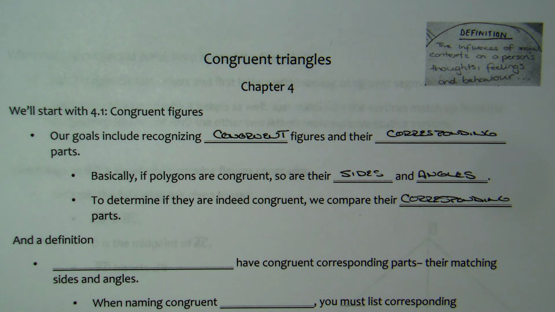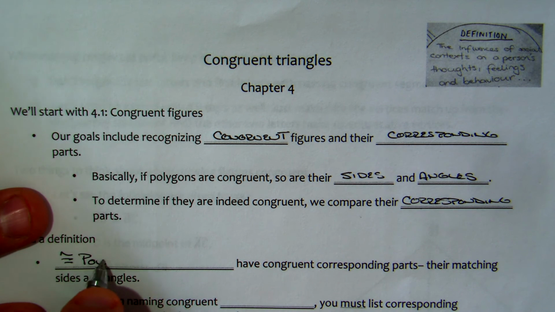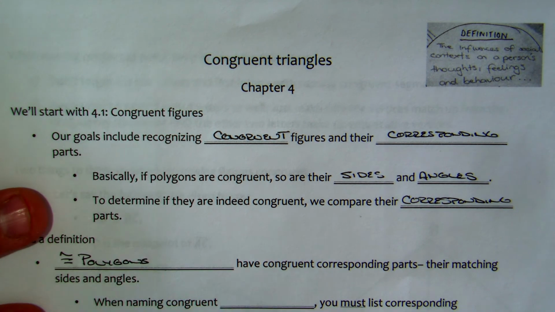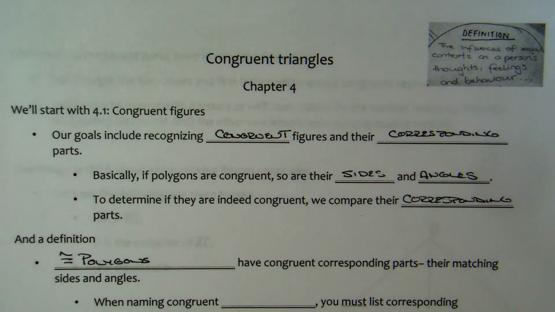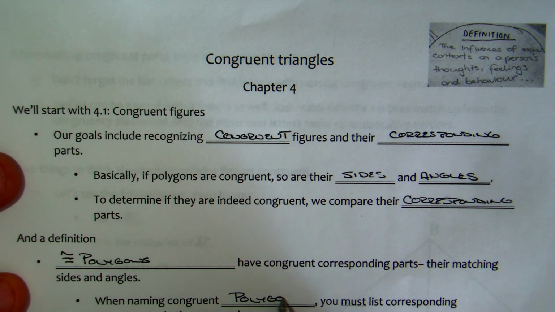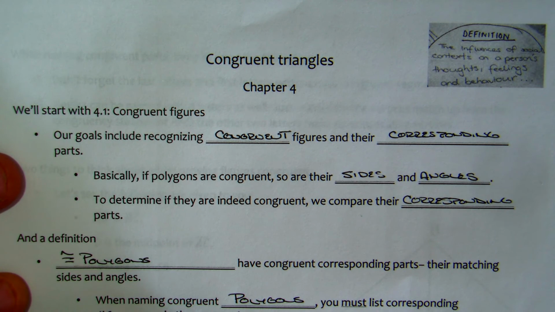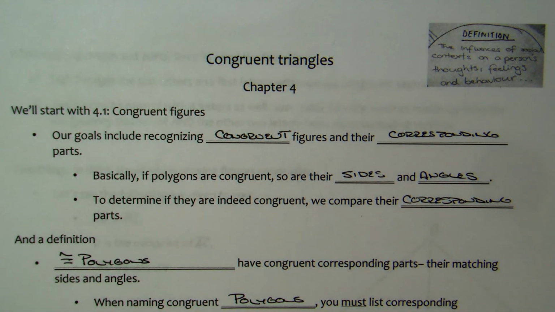And then we add a definition. Congruent polygons have congruent corresponding parts. They're matching sides and angles. When naming congruent polygons, you must list corresponding vertices in the same order.